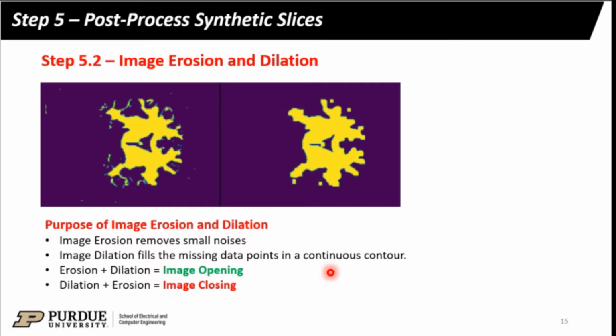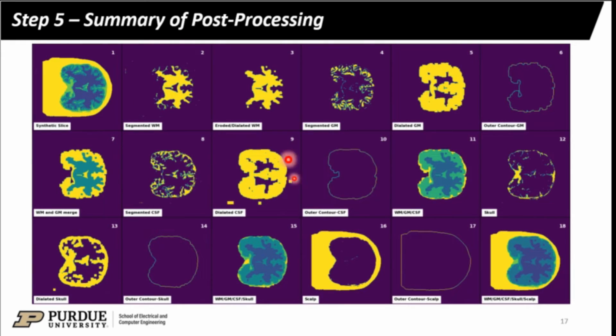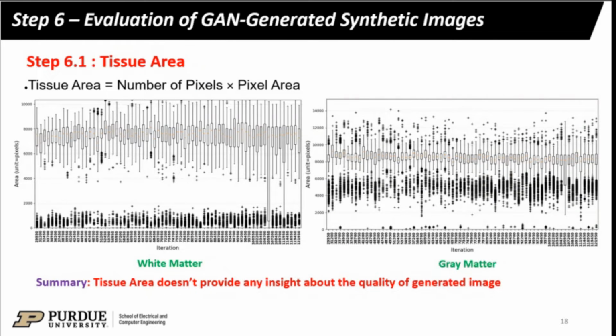Two image processing techniques that we frequently use are image erosion and image dilation. A combination of both of these techniques reduces the island-like small noises here and constructs a continuous tissue boundary, as you can see here. Next, we extract the tissue outer boundary to find out the exact boundary between different tissues. So here is a summary of our post-processing steps. We applied image quantization, image erosion, image dilation, and contour extraction for all different tissues separately. And finally, this is our final processed head slice.